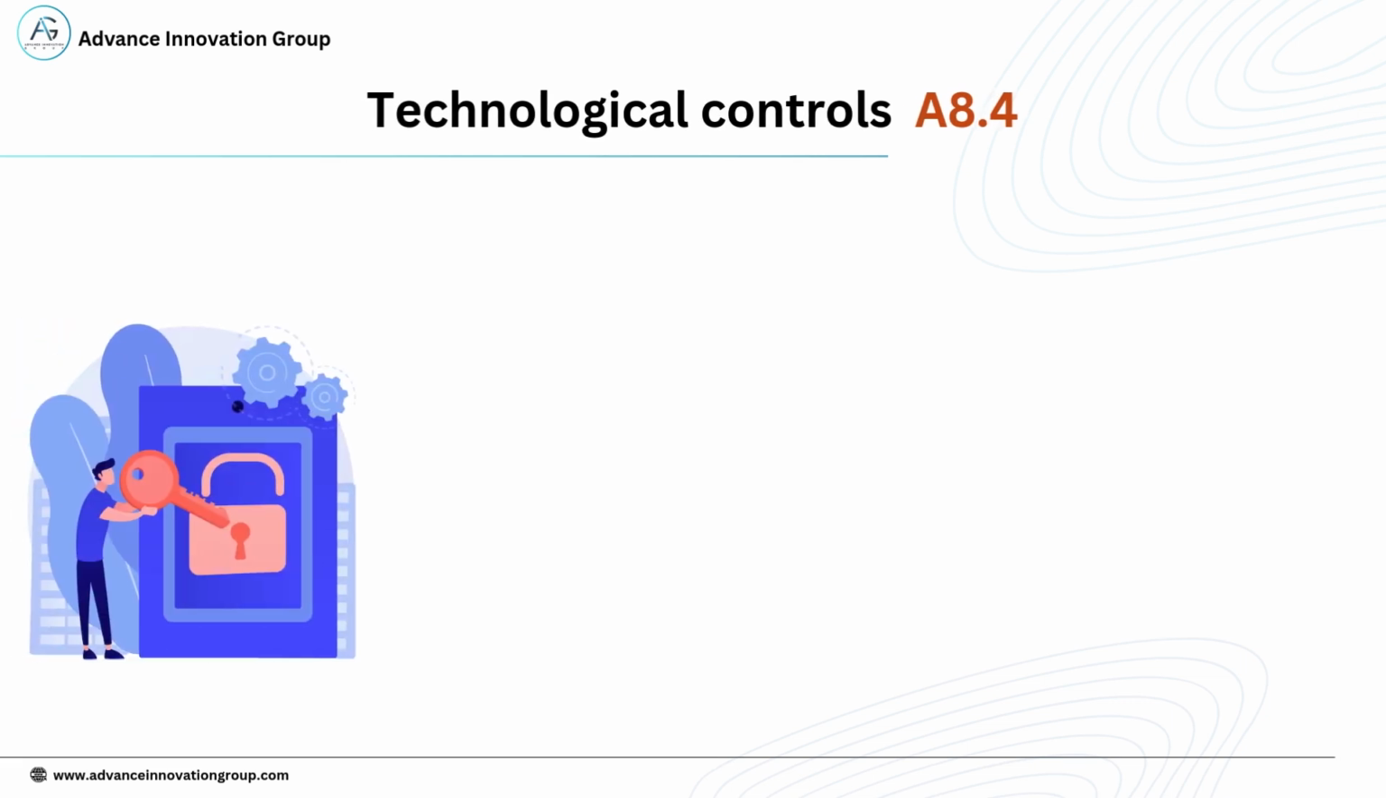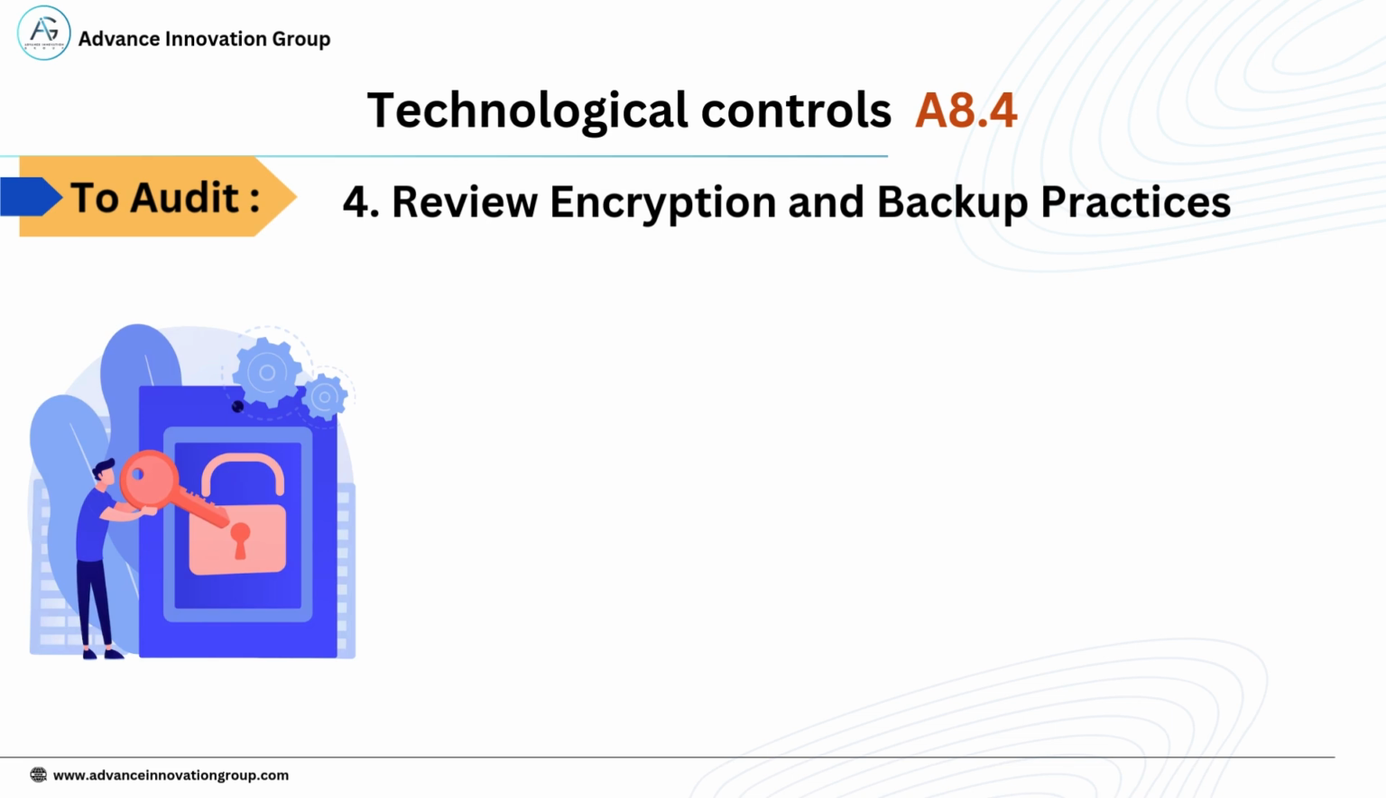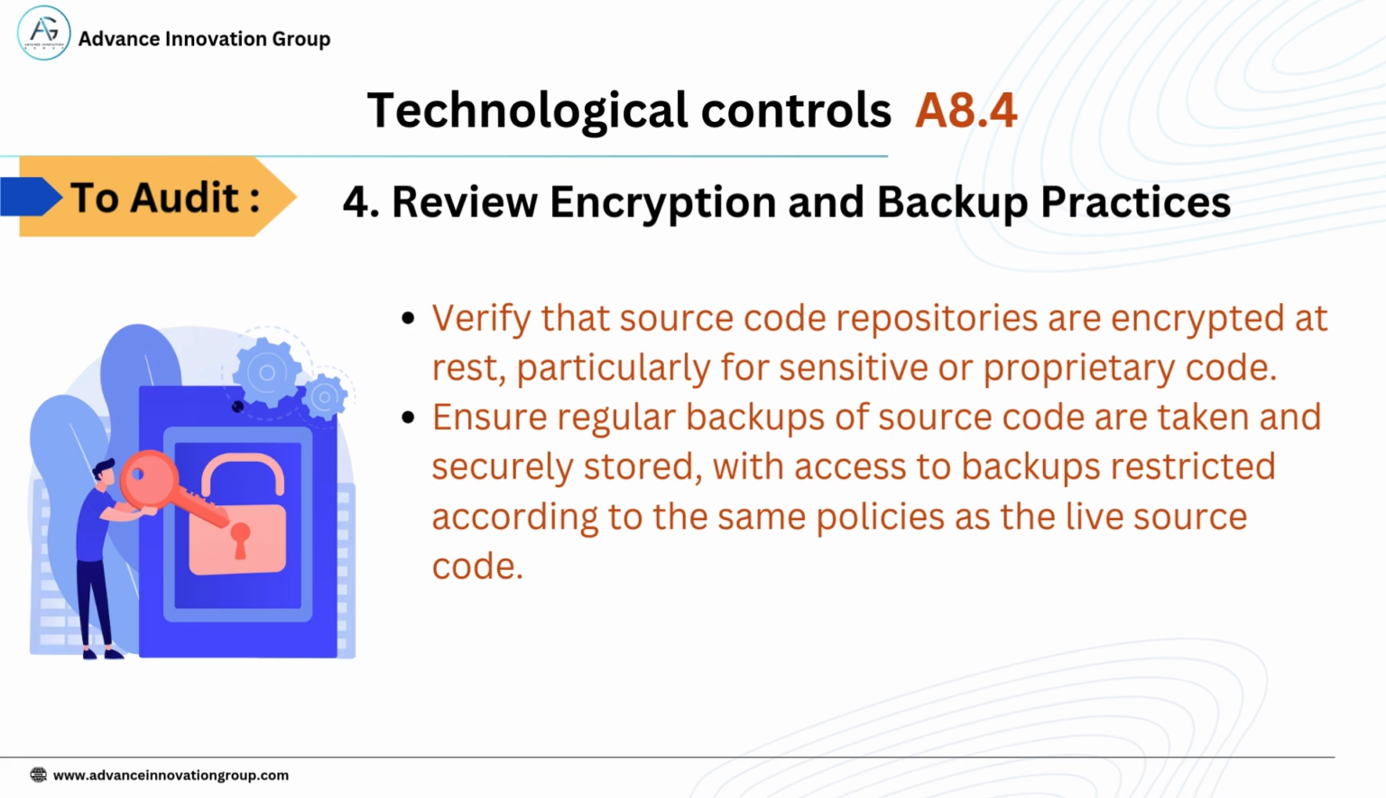Technological controls A 8.4. To audit 4. Review encryption and backup practices. Verify that source code repositories are encrypted at rest, particularly for sensitive or proprietary code. Ensure regular backups of source code are taken and securely stored, with access to backups restricted according to the same policies as the live source code.